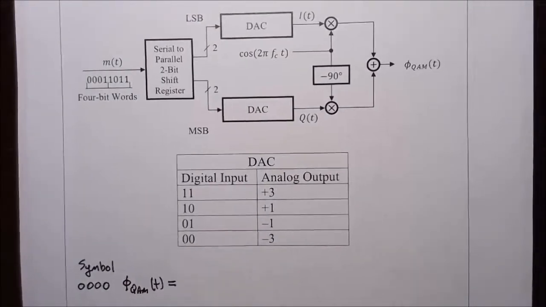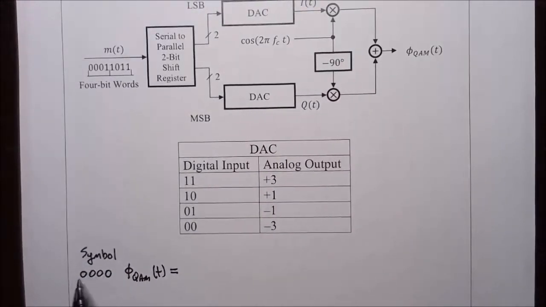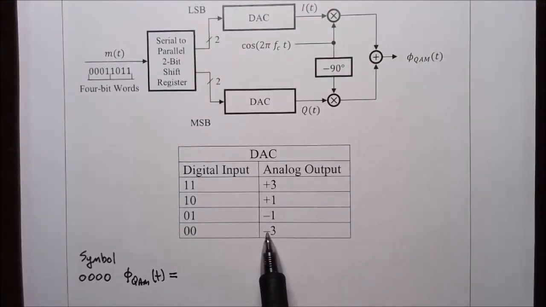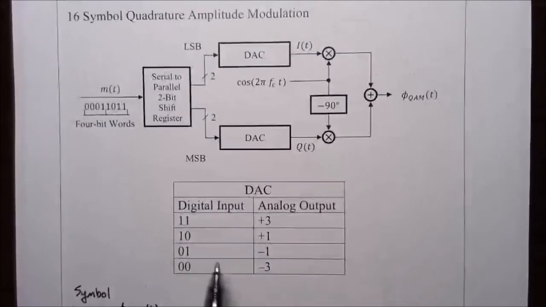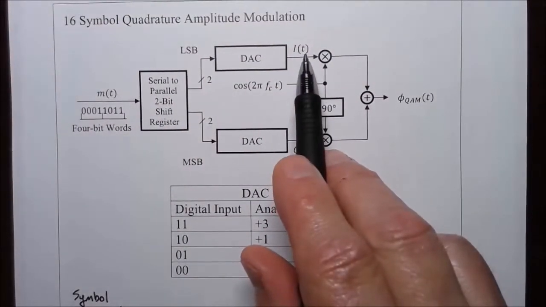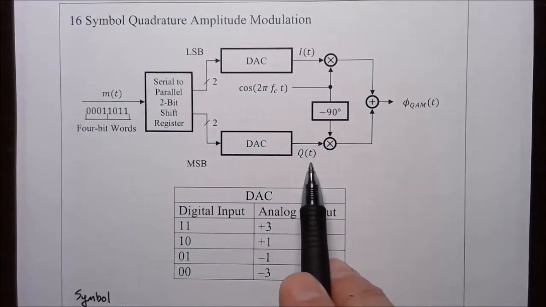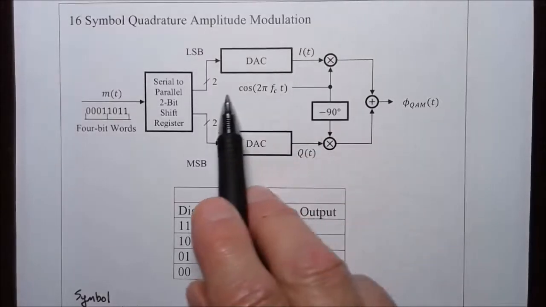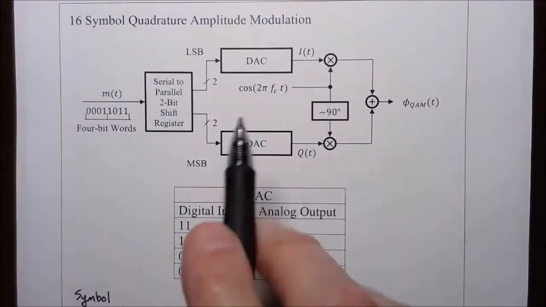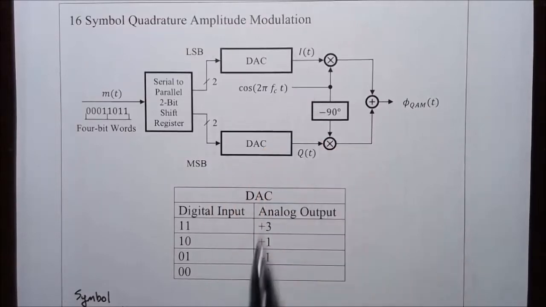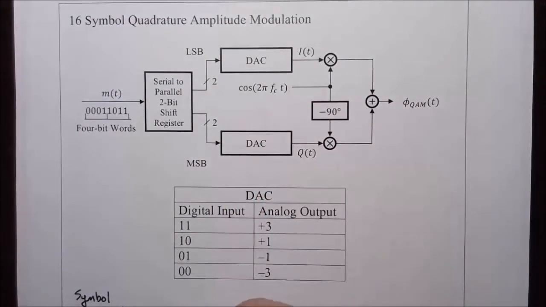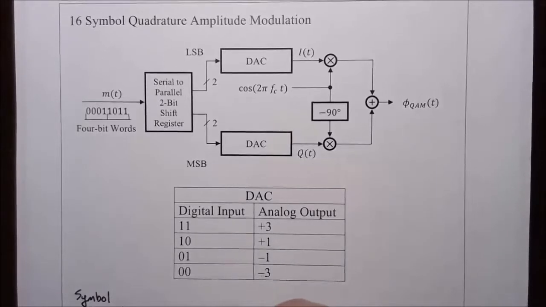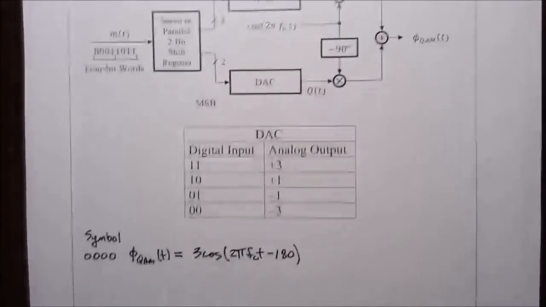We're using 4 bits. 2 bits for the more significant bits, 2 bits for the least significant bits. Both of these map to -3. So the in-phase signal is -3, and the quadrature signal is -3. So we have, for the in-phase carrier, -3 times cosine. So let me put the minus into a phase shift and call this 3 times cosine 2 pi FCT minus 180 degrees.